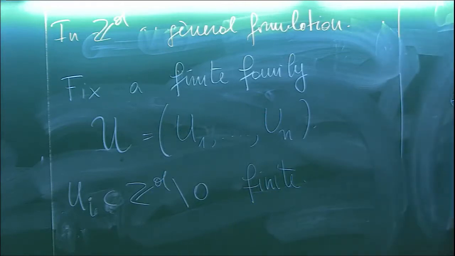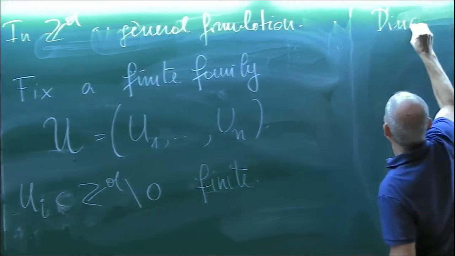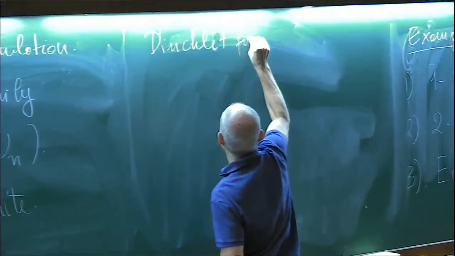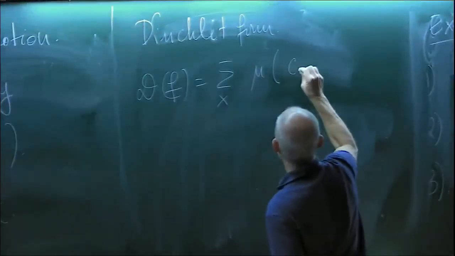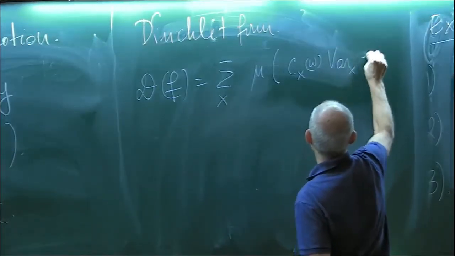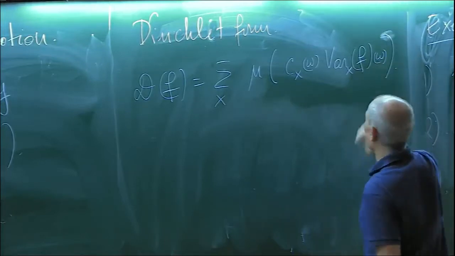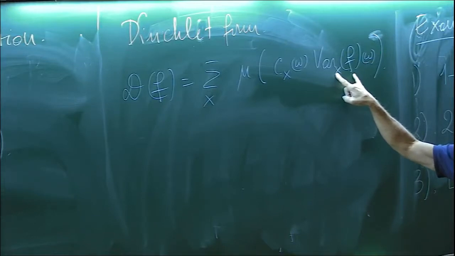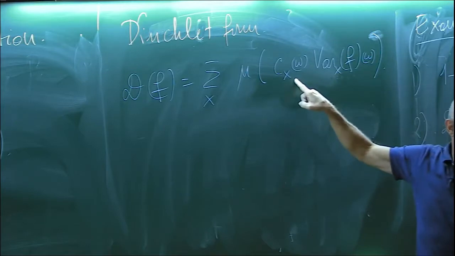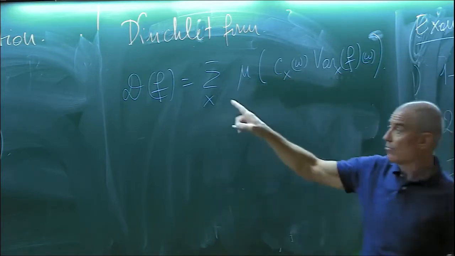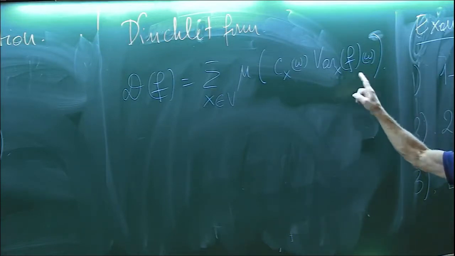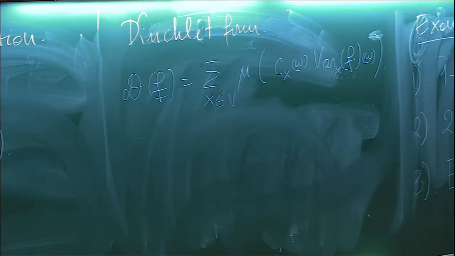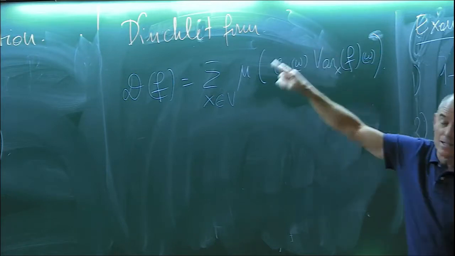The Dirichlet form now takes the form sum over x of mu of c_x(omega) Var_x f(omega), where again this is the local variance computed with respect to the Bernoulli measure at x. c_x has been defined, and then you average all the rest, and you sum over x in V. If we are on the infinite lattice, f is better to be of compact support, so it depends on finitely many coordinates, so that this variance becomes 0 after a while, and this is actually a finite sum.